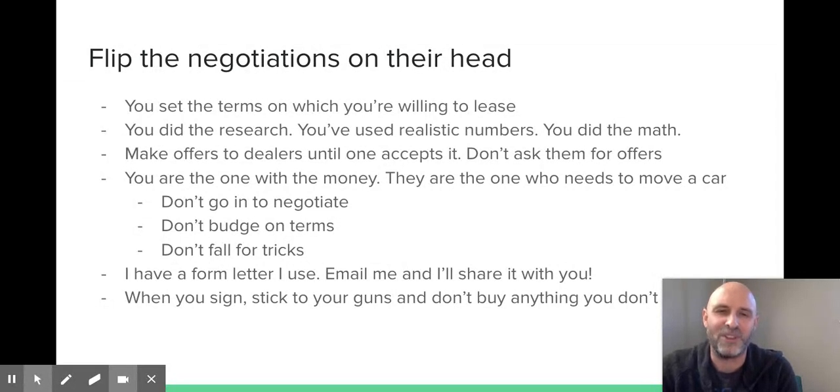Again, the key is be realistic. I want this car for $100 a month. Don't do that. But if you go through, find out realistic prices, are true to the math, more often than not, someone's going to take the deal. I have a form letter I use. I have a really, really high success rate when I use it. Email me. I'll share it with you. Folks who use it, again, it just lays out, these are the terms I'm willing to lease the car on. Bring it to your manager. You want to do it? We got a deal. I'll come in today and sign.